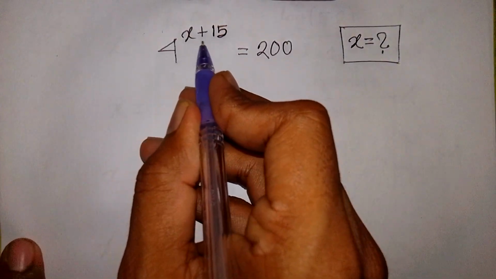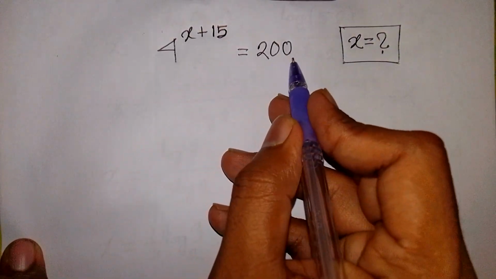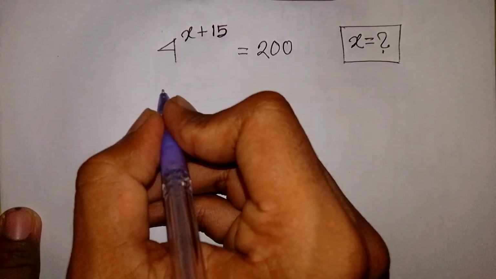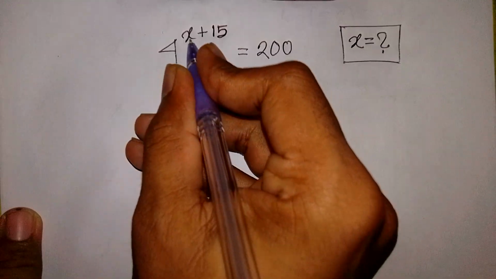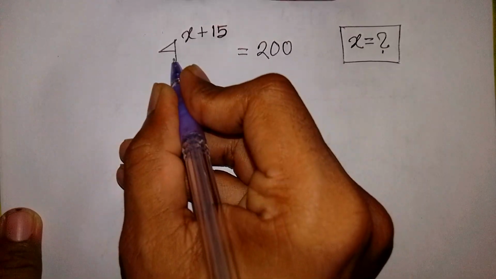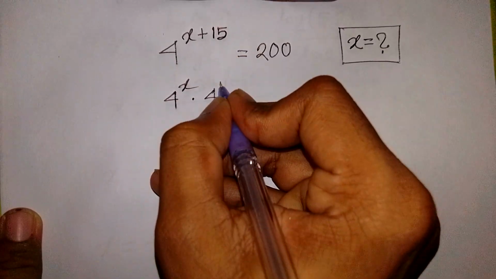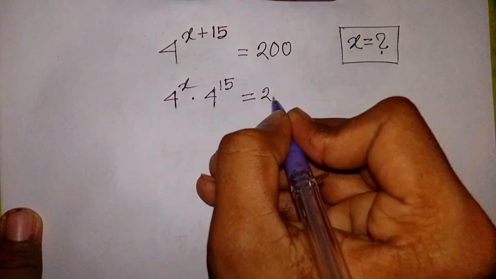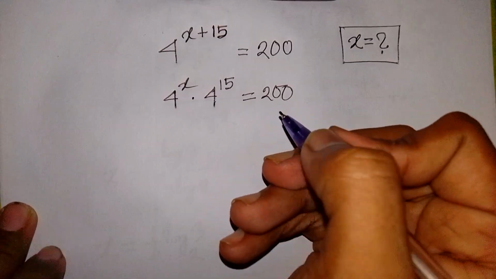4 power of x plus 15 is equal to 200. Find the value of x. So 4 power of x plus 15 is the same as 4 power x times 4 power 15. Then this is equal to 200.